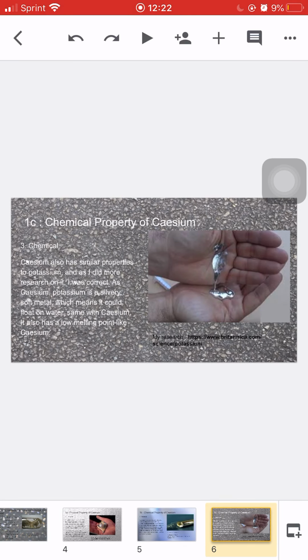The project was really fun. I enjoyed doing a lot of research on the periodic table and all the elements.